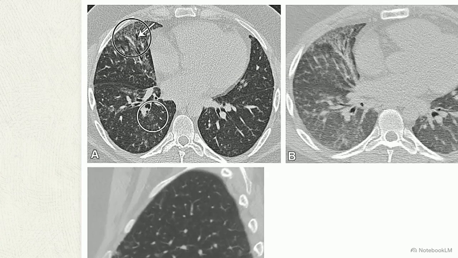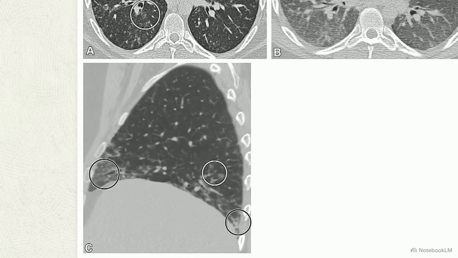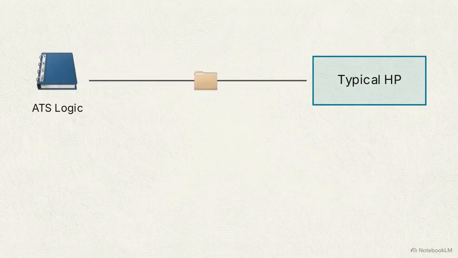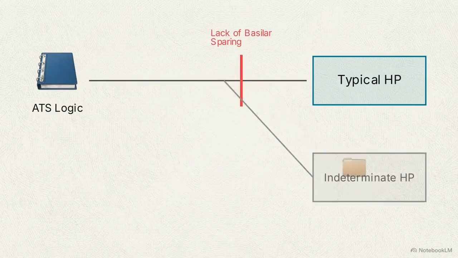This is a CT scan of a 28-year-old man. In the axial view, we identify prominent ground glass opacity and traction bronchiectasis, but the sagittal view reveals a lack of basilar sparing. The inflammation extends all the way down into the posterior basilar segments. Because of this heavy lower lobe involvement, the ATS logic prohibits a typical diagnosis, forcing a downgrade to indeterminate HP, even though physical features are present. Look back at the data.